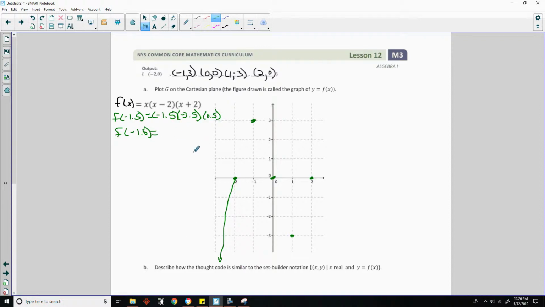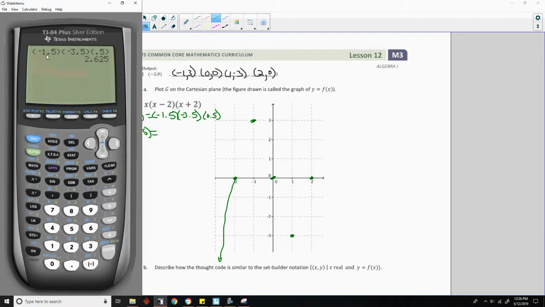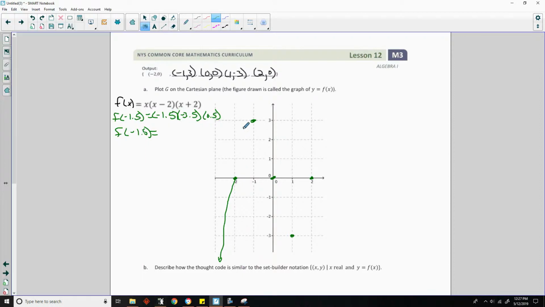So when I do that, I'll use my calculator for this. Okay, negative 1.5 times negative 3.5 times a positive 1/2, or 0.5, is 2.625. Negative times a negative is positive, positive times a positive is positive, and we got 2.625. So that's a negative 1.5 and up to 2.625, which is about here.